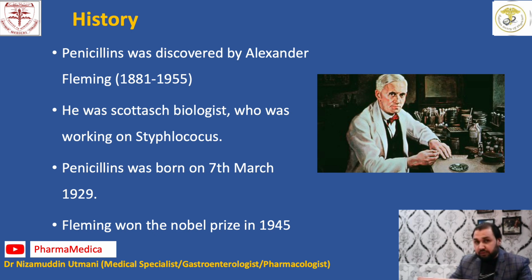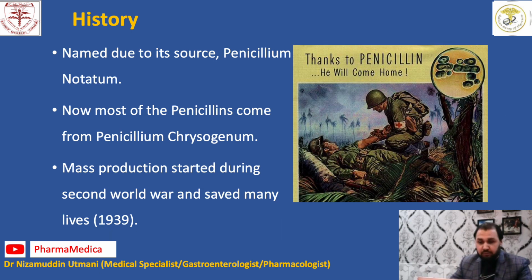What is the history of penicillin? Penicillin was the first antibiotic in the world, and it was discovered by Alexander Fleming in 1929. For that, he got the Nobel Prize. In the First World War, most of the soldiers and most of the people died because of wound infection. But penicillin saved so many lives in the Second World War, and it produced a magic response. A major portion of penicillin was produced in 1939.